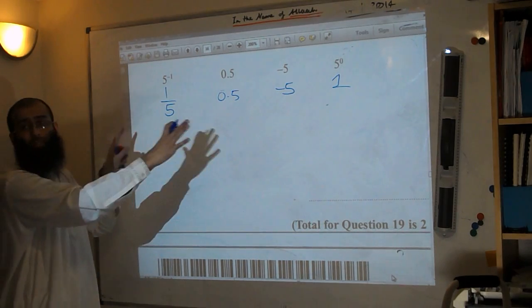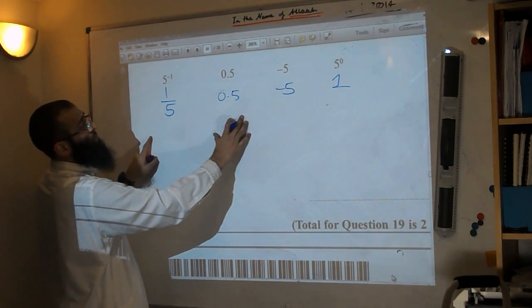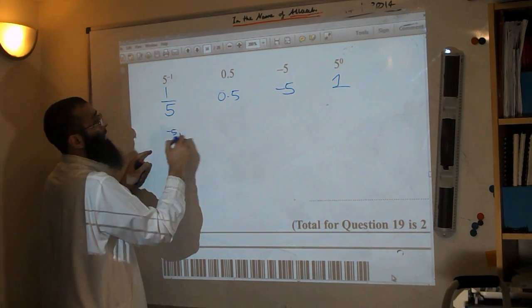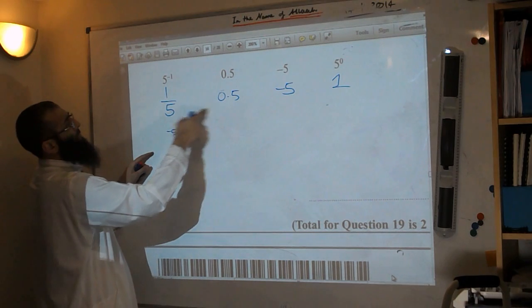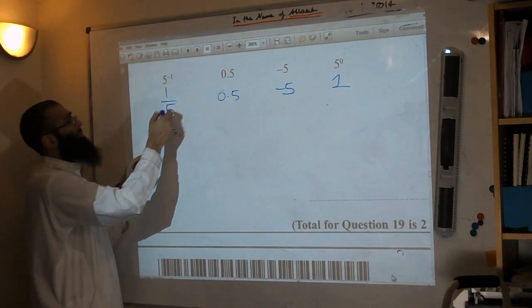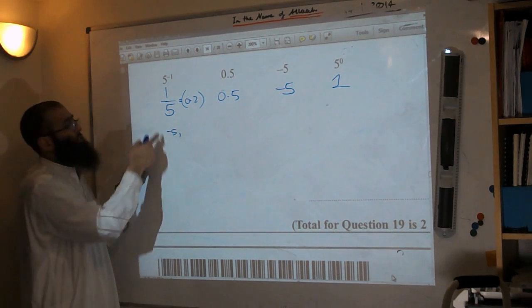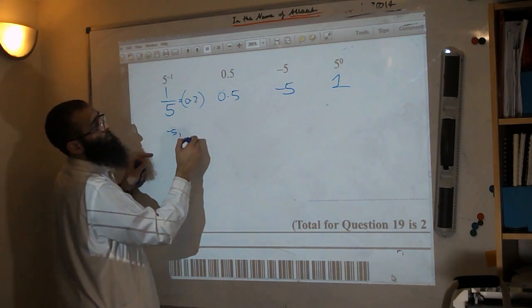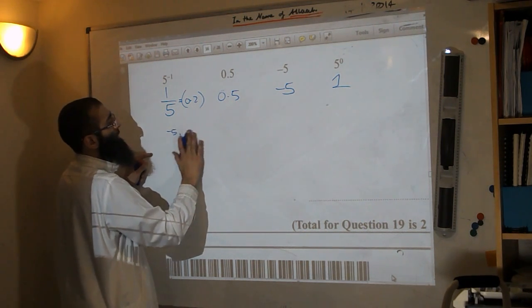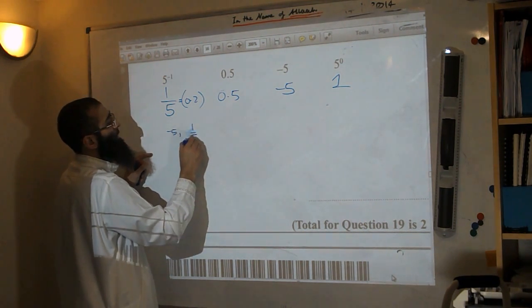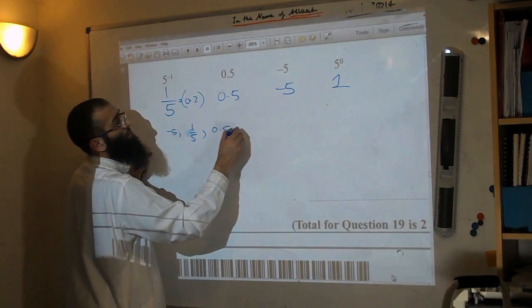Now we're going to put these in order. So I'm going to put these in order first and then we'll replace them with the original values. The smallest one is minus 5, and then the next one after minus 5 is 0.5. Well, 1/5 is 0.2, isn't it? 1 divided by 5 is 0.2, so that should be next. So minus 5, then 1/5, then 0.5, and then 1.